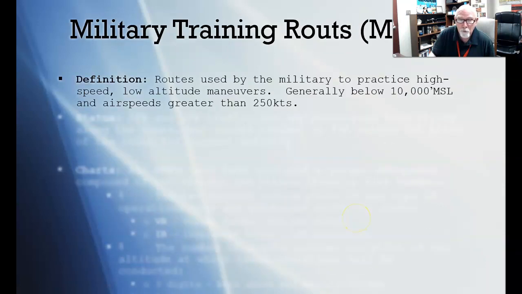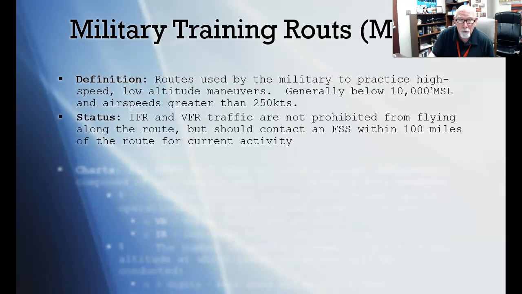Military training routes, and this is a question on the test. It's a route by the military to practice high-speed, low-level maneuvers, and that's on your Charlotte sectional as well, generally below 10,000 feet and greater than 250 knots. If you remember your rules, you're supposed to be below 250 knots, below 10,000 feet, but if a military aircraft is training, of course, if they're doing a low level, they can go faster than that. And they should stay on their military training route, or MTR. IFR, VFR traffic are not prohibited from flying along the route, but should contact flight service within 100 miles of the route to make sure it's not active.